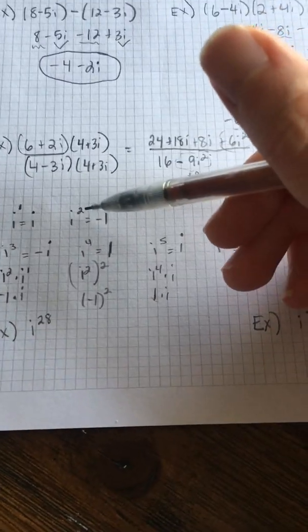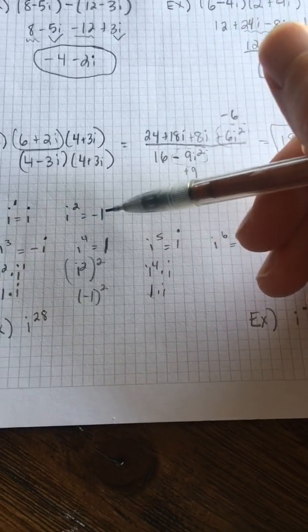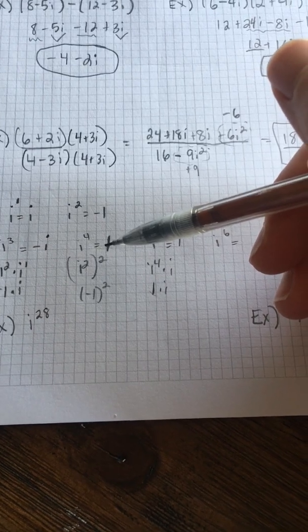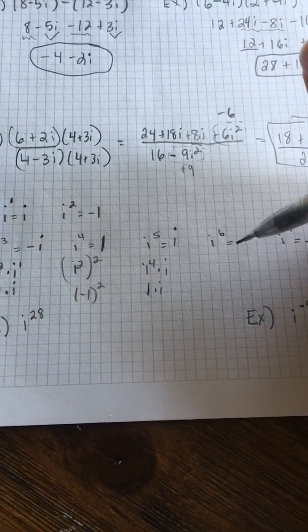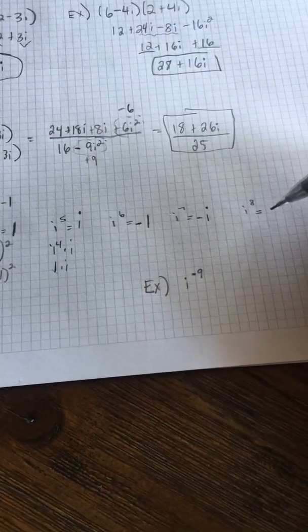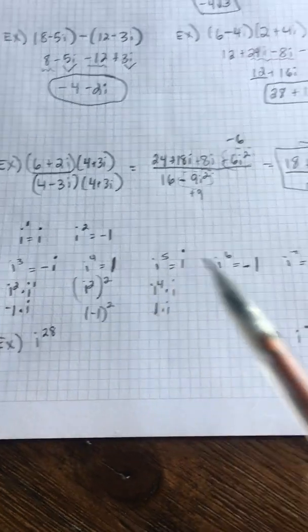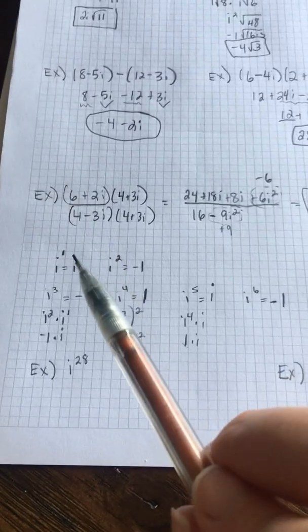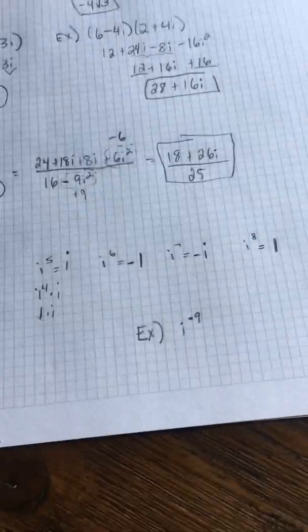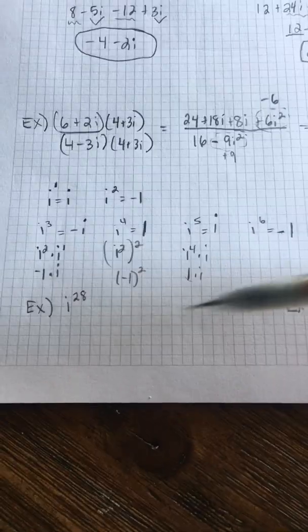With the evens, i squared, the first even, is negative 1. Next even is 1. So i to the sixth, the pattern's going to say negative 1. The next even, i to the eighth, the pattern's going to say 1. So even degrees: negative 1, 1, negative 1, 1 for the pattern. Odd degrees: i, negative i, i, negative i, and you can keep going that way. But I really want you just to be able to use these to help you simplify things that look like this.